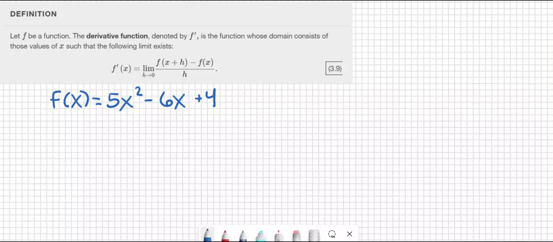Here's a function that's a little more interesting. It's a polynomial or a quadratic. If we graphed it, it would look like a parabola, right? A little more interesting than a line. That was our last example.